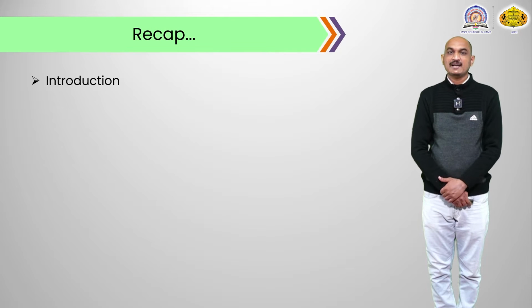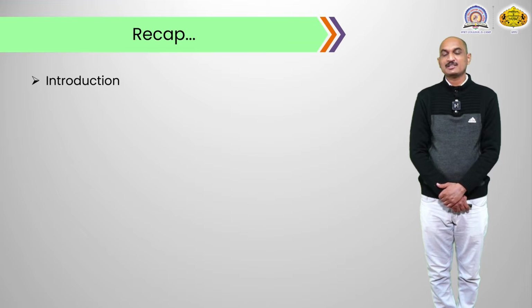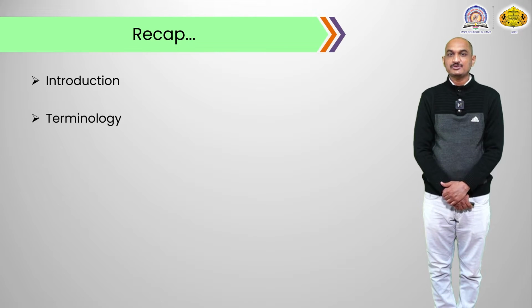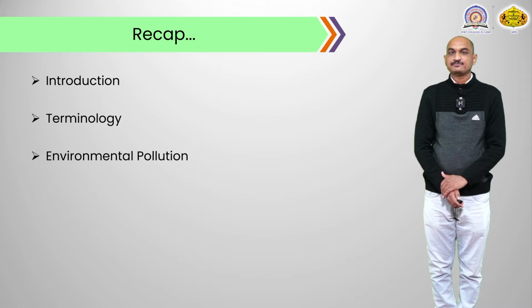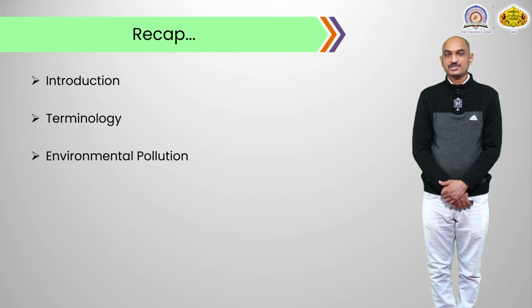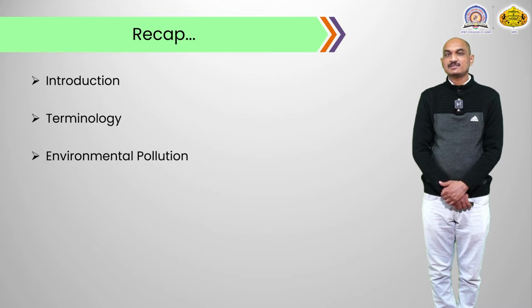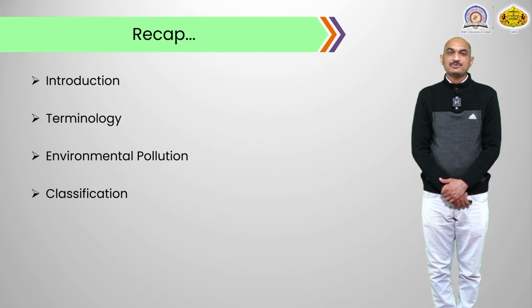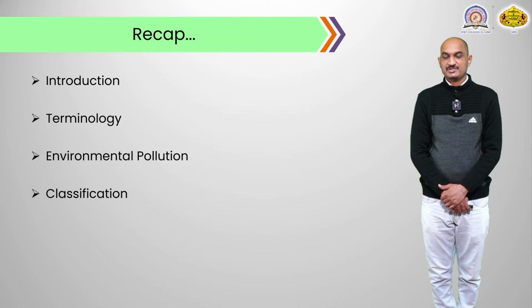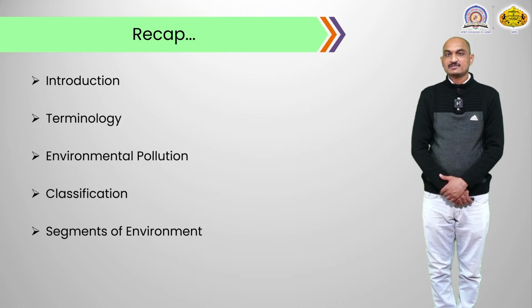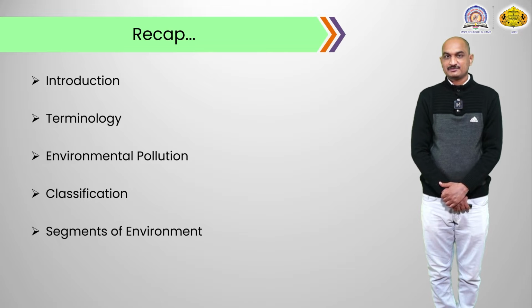In the previous session we had discussed some introductory part about environmental chemistry. Then we had discussed different terminologies or terms which are frequently used in environmental chemistry. After that we had learned about environmental pollution. We had discussed the different definitions of environmental pollution, and after that the classification of the environment in the previous session. Along with that we had also discussed different segments of the environment.